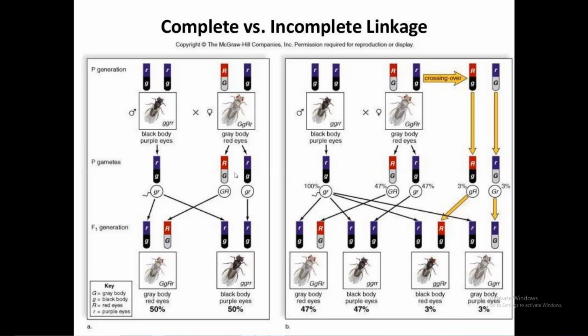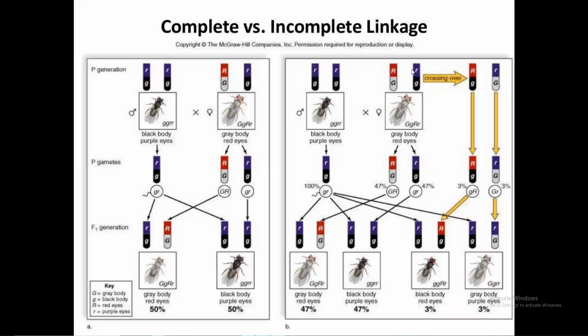So this is complete linkage. This is incomplete linkage. When you are saying genes are completely linked, it means there is no possibility of crossing over. This is a simple cross. Incomplete linkage means genes are present on the same chromosome but at different places, there is a distance between these two genes, so there is a possibility of crossing over.